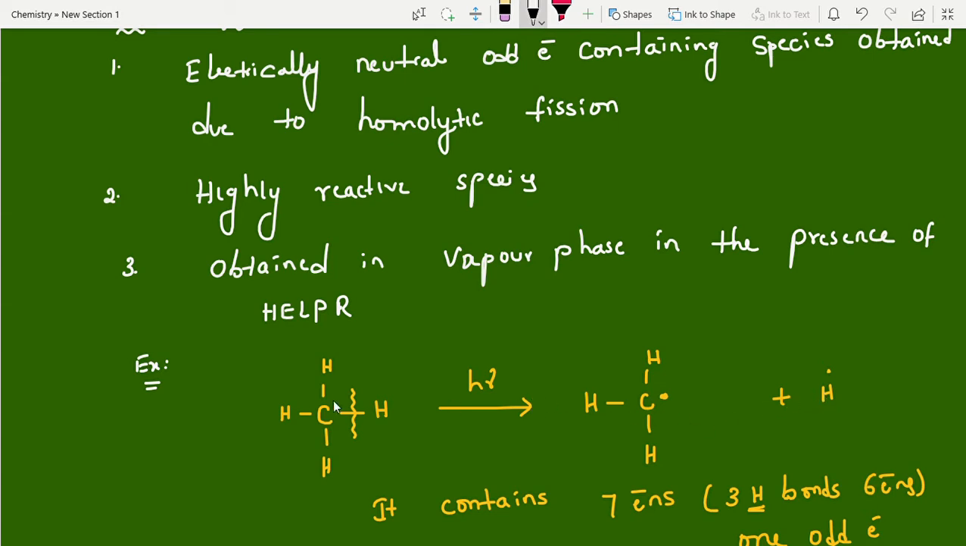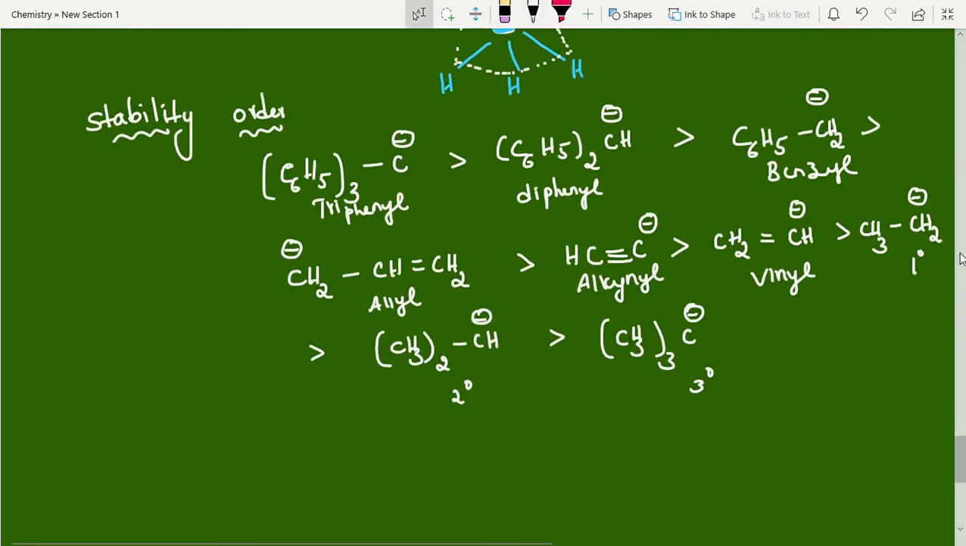Now any bond can be cleaved; I am taking the bond between carbon and hydrogen and cleaving it. After cleavage, what happened? Equal distribution of electrons. This bond has 2 electrons: carbon takes 1 electron and hydrogen takes 1 electron. Finally, the carbon species is what we call the methyl free radical.